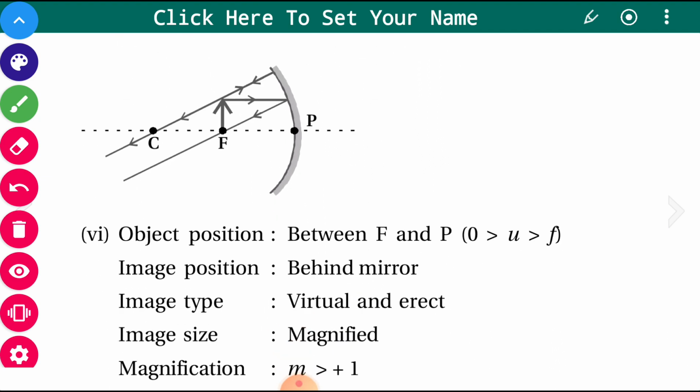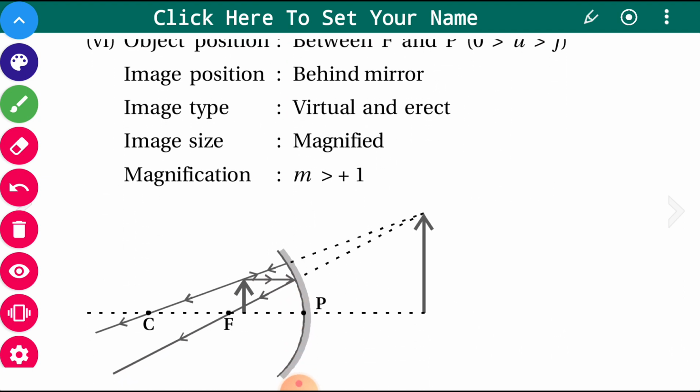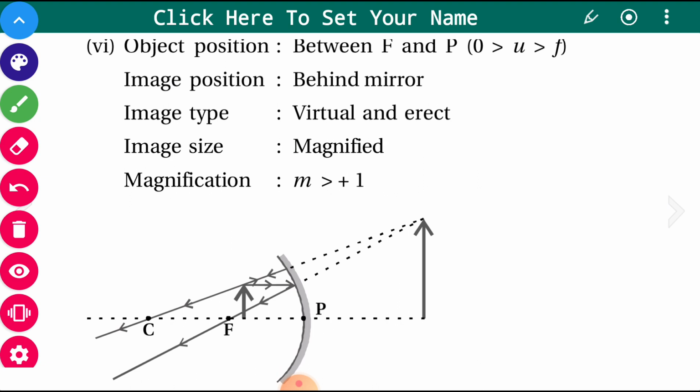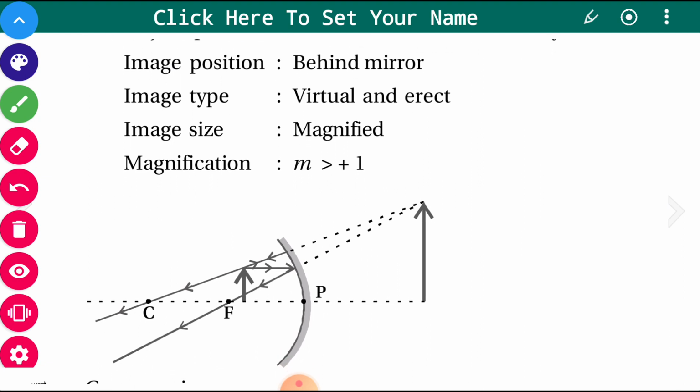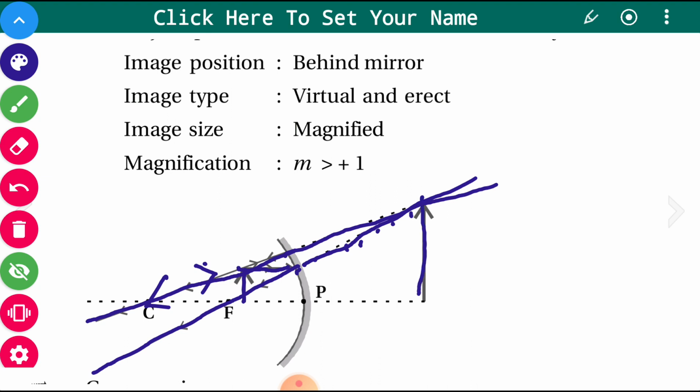When the object is between focus and the pole, the image position is behind the mirror, a virtual and erect image. When the object is here, the parallel ray after reflection passes through focus. If you extend it in the backward direction, it will be somewhere here. The ray which is passing through the center of curvature is reflected back on the same path, and if you extend it in the backward direction, they will intersect somewhere here and form the image.